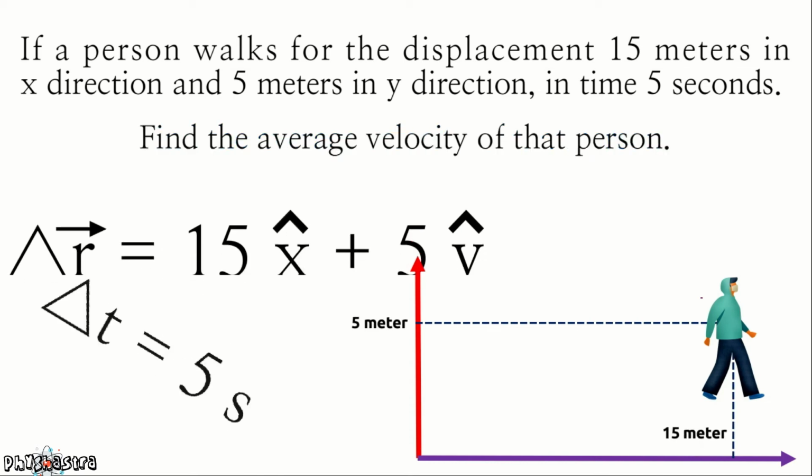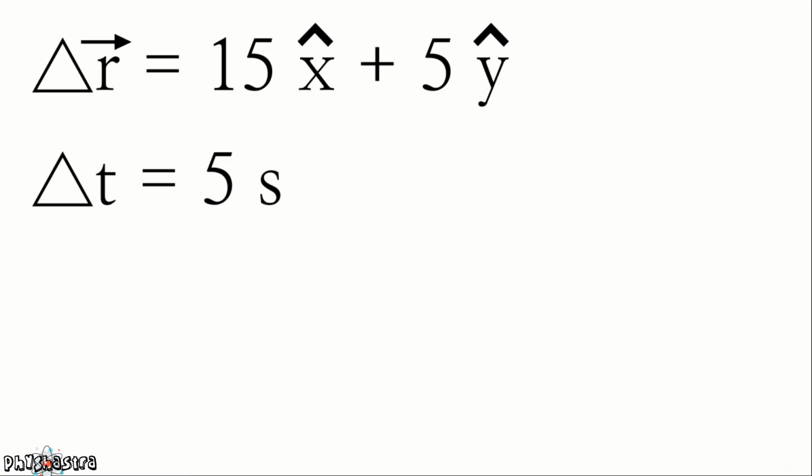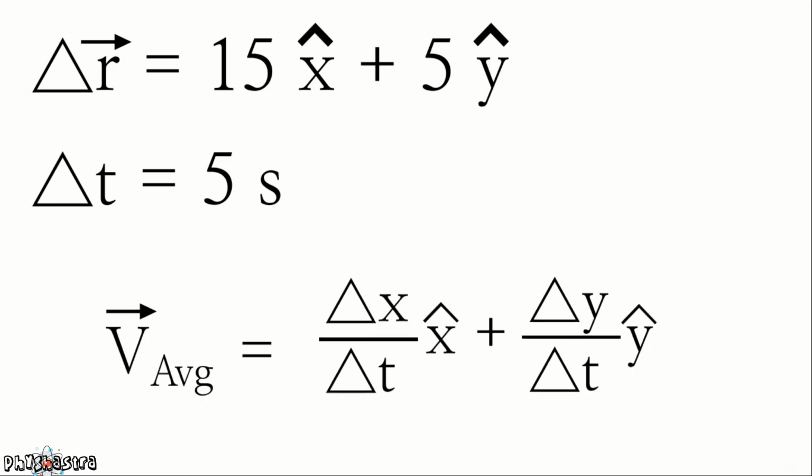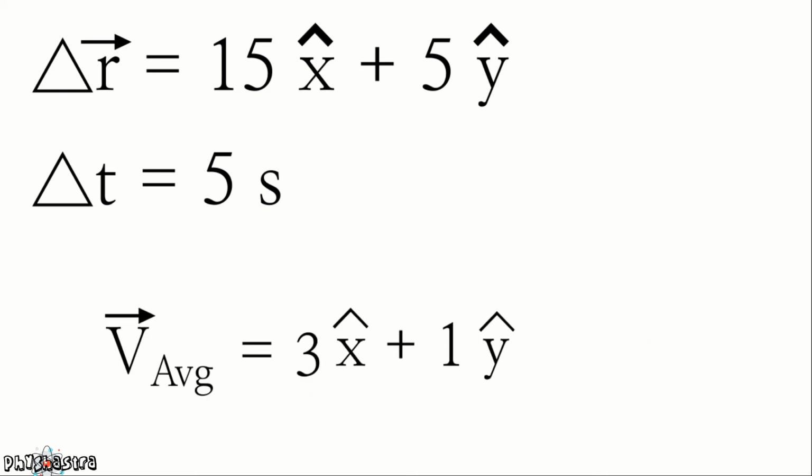We have the vector notation as delta r equals 15 x cap plus 5 y cap, and the time delta t is 5 seconds. Now we can substitute the value of position and time. Then we get (15 x cap plus 5 y cap) whole divided by 5 seconds. After division, we get 3 meters per second in x direction and 1 meter per second in y direction. This is the average velocity.